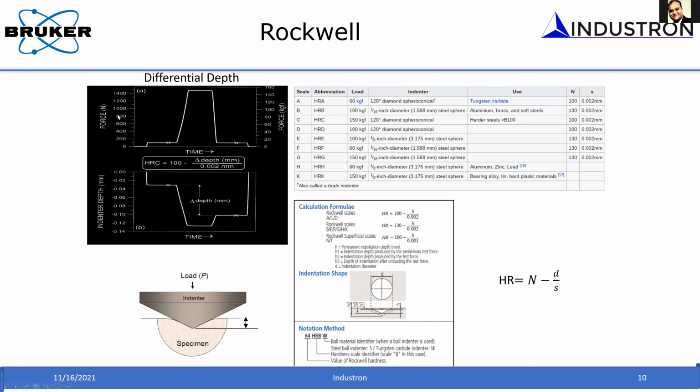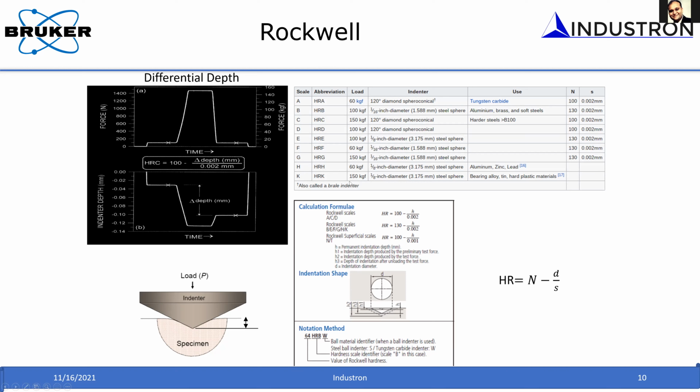That is what has been shown here, force as a function of time. You apply a preload first, then apply the actual load that you want, and then unload. And then you measure the differential depth, from the preload to the maximum load. You measure the penetration depth, and that penetration depth gives you the number, basically a resistance to plastic deformation. Basically, you take the differential depth and divide it by this unit S. S is a scaling constant, depending upon the different scales that you use in the Rockwell hardness tester. And from that, you calculate this number, and that is the Rockwell hardness number.